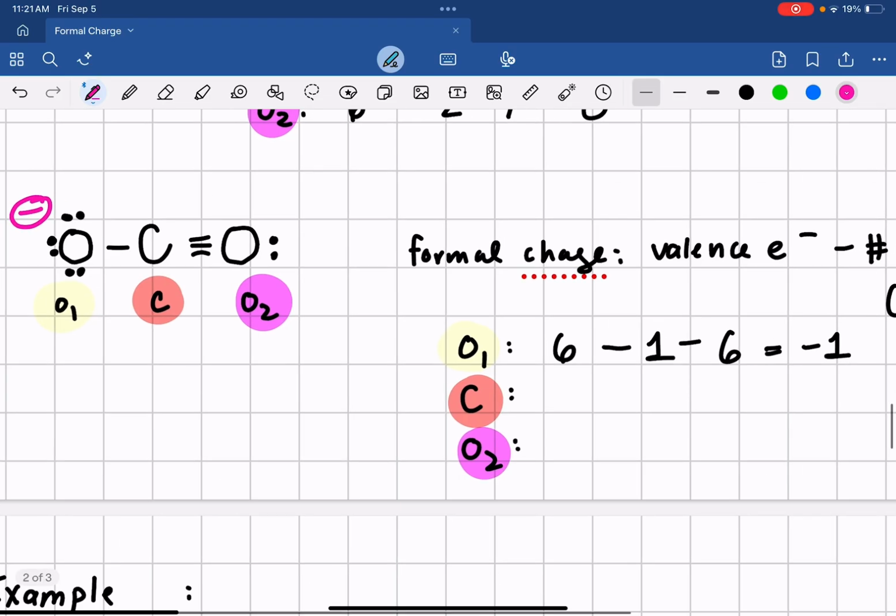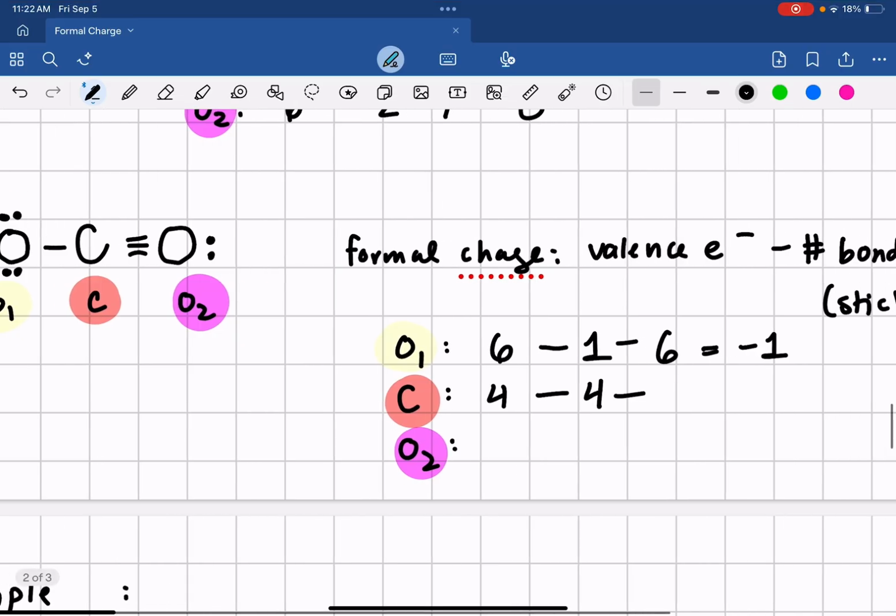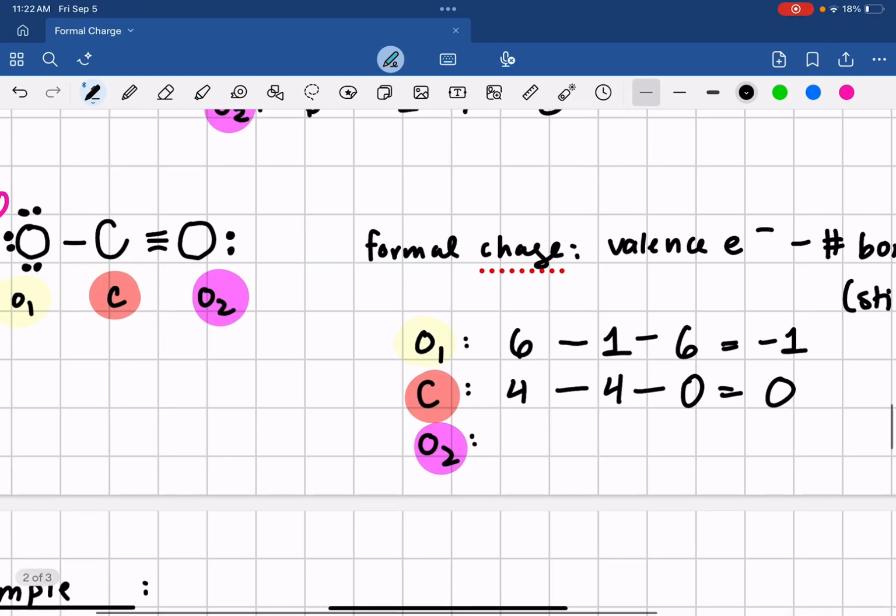Okay, let's take a look at carbon in the middle. Carbon over here has 4 valence electrons minus how many bonds is it connected to? Let's count. 1, 2, 3, 4. So it has 4 bonds and 0 dots, or 0 non-bonding electrons. So let's put a 0 down below. It gives us a 0 charge on carbon.